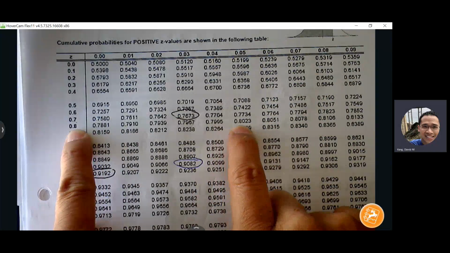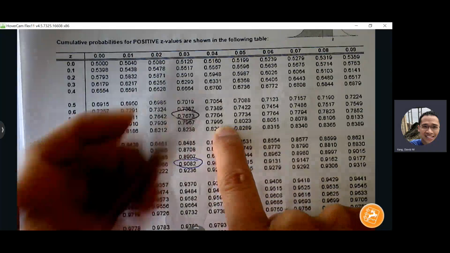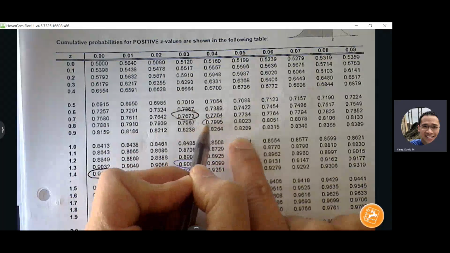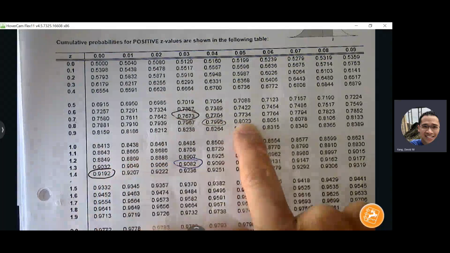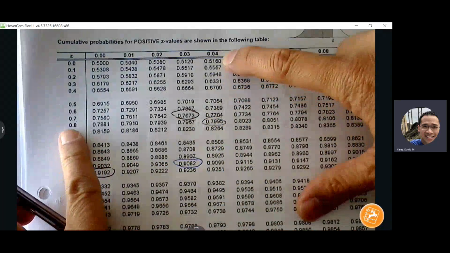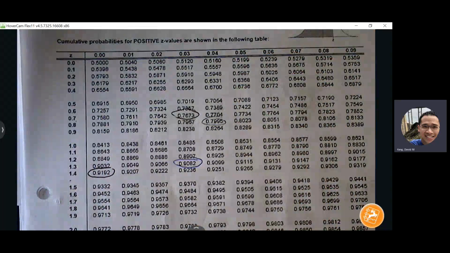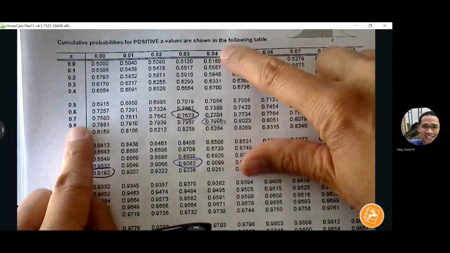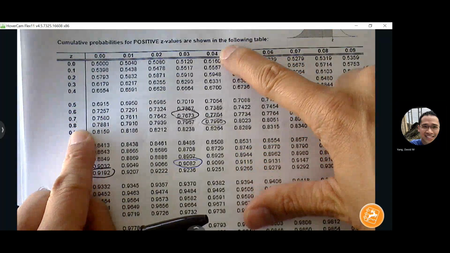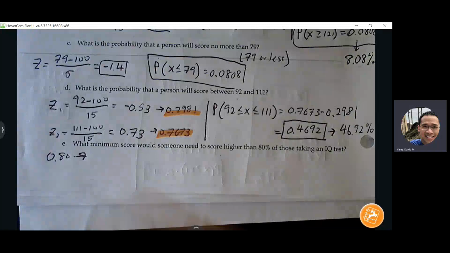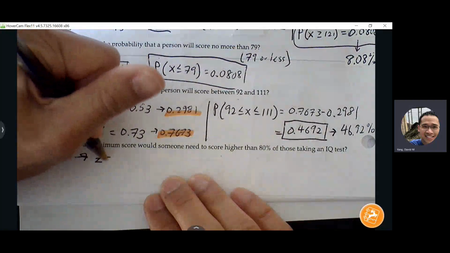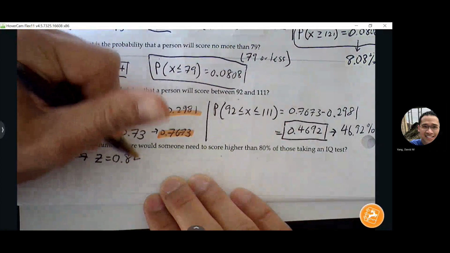Well, I think 0.84 may be a little closer. This one is only 0.005 away. This one's a little further out, so our z-score is going to be 0.84. We can't find exactly 0.80, but we can get close to it. As close as we can get is 0.84 z-score. Are you okay with that? Okay, so z-score is 0.84. We're working backwards, so that's what feels more difficult here.